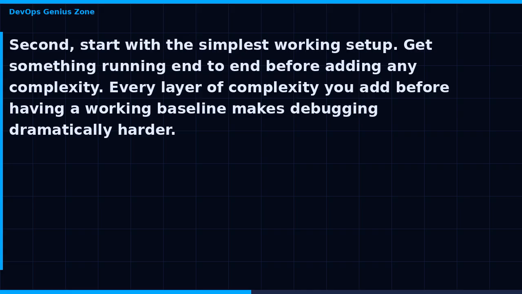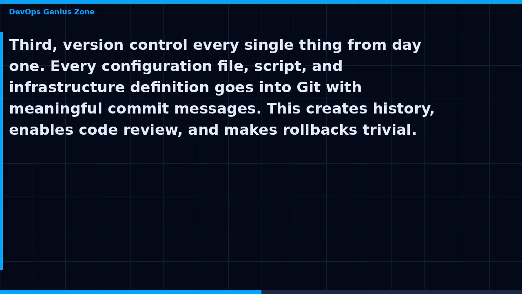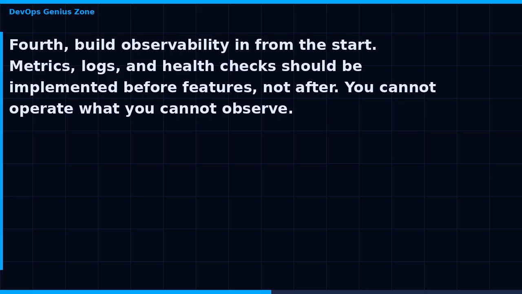Fourth, build observability in from the start. Metrics, logs, and health checks should be implemented before features, not after. You cannot operate what you cannot observe. Fifth, always test in a lower environment before production. A staging environment that mirrors production is not a luxury, it is basic engineering discipline. A 5-minute test prevents a 5-hour production incident.